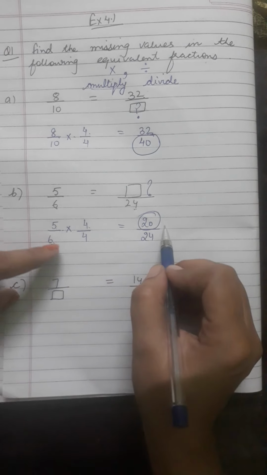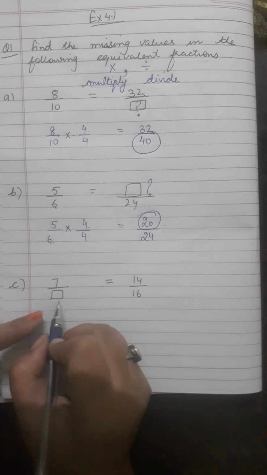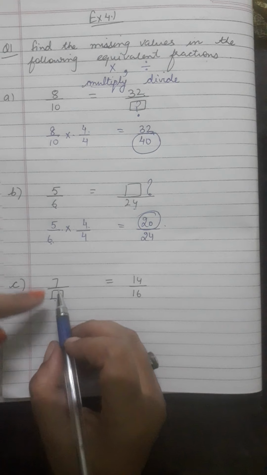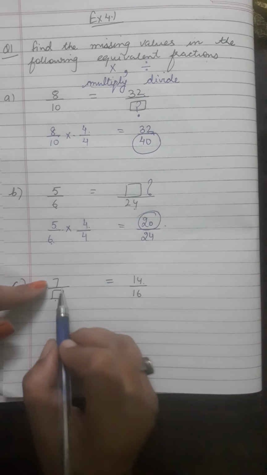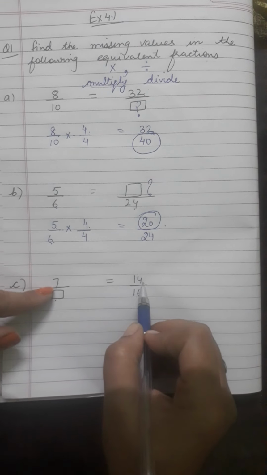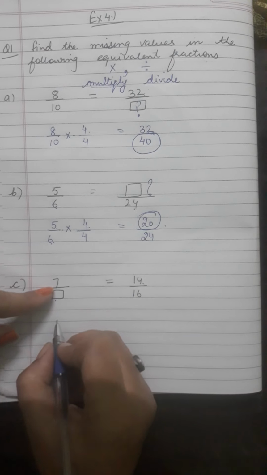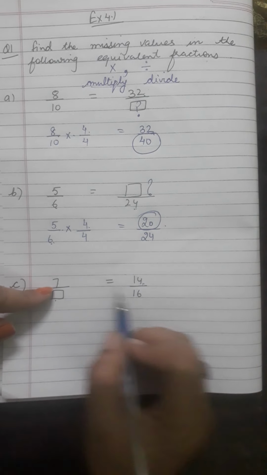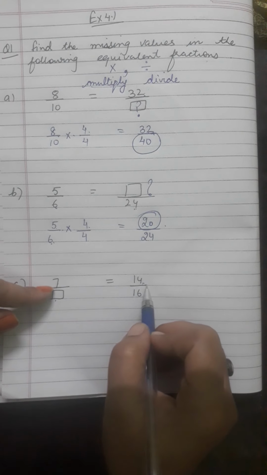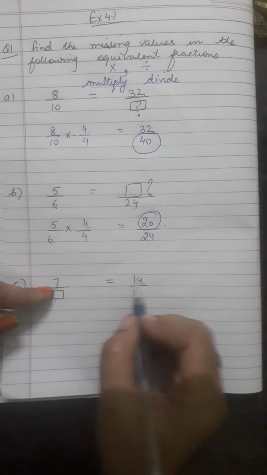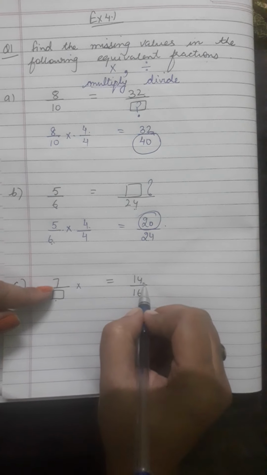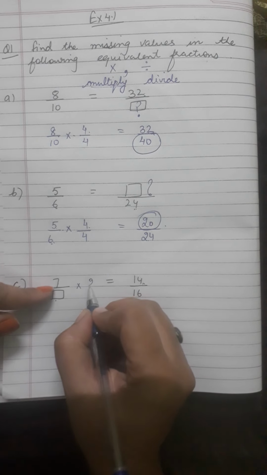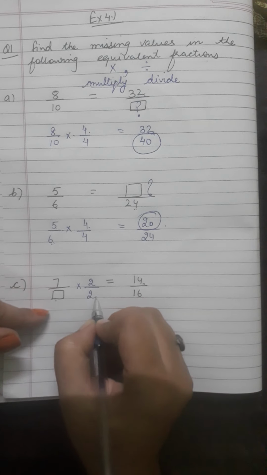5 fours are 20. Now in the next, on the left hand side it is a blank. Here it is given a bigger number. So 7 is here and on the right hand side 14 is here. We have understood this concept that when a bigger number is on the right hand side, we need to multiply. So 7 multiplied by which number is 14? 7 ones are 7 and 7 twos are 14. So 2 will come here, up and down.